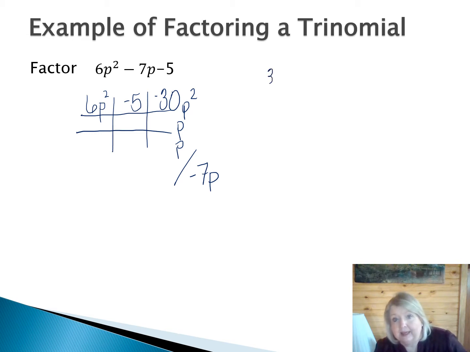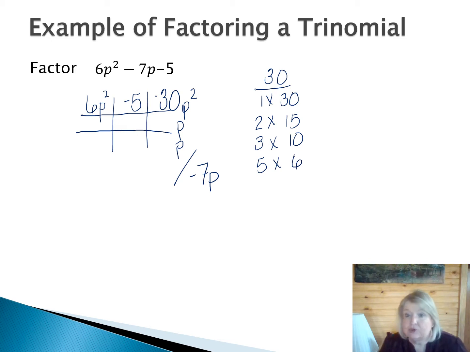So I'm thinking factors of 30. While we're getting used to it, we're going to list them all out, starting with 1 and counting up. 1 times 30, 2 times 15, 3 times 10, 4 does not go into 30, 5 times 6. I've already said 6, but it's next, so I'm through. That's the only 4 possible factor pairs that are going to work for me.